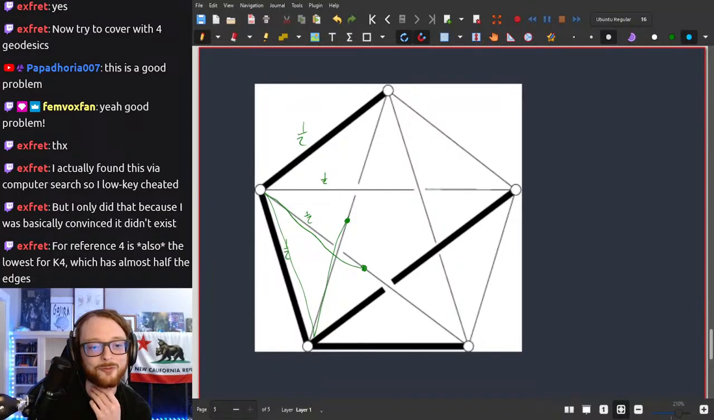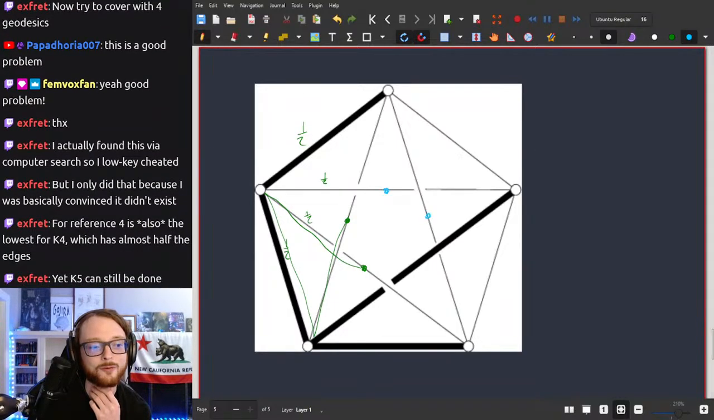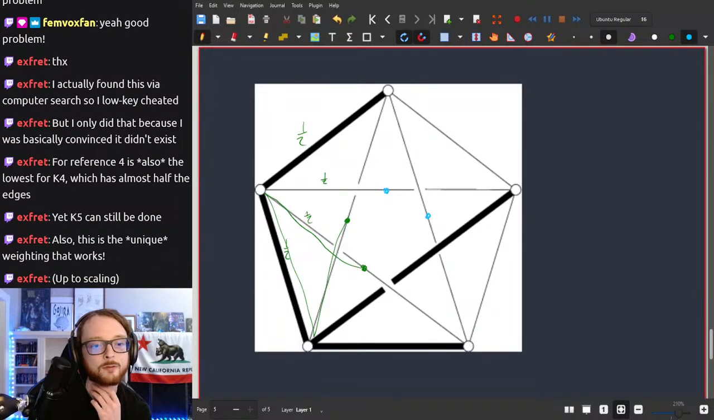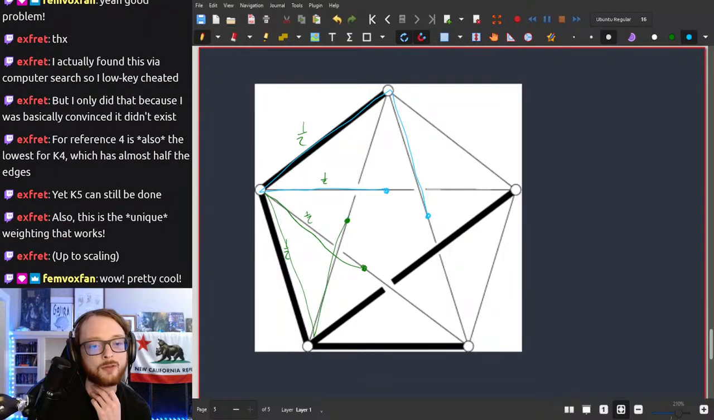I don't have to think about those 2 points I just chose. What about these 2 points? So can we do better than 2? We can travel along half of half, so a quarter, plus a half is 3/4, plus another half. That doesn't cover more ground. It's the unique weighting that works. Wow. Besides, you know, throwing out scaling, of course.